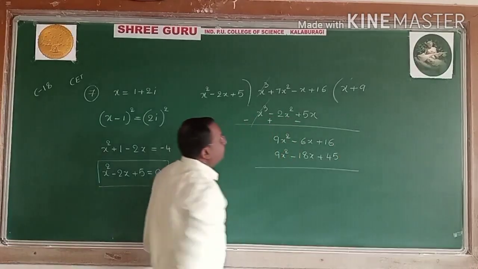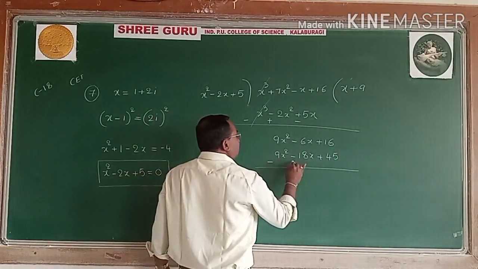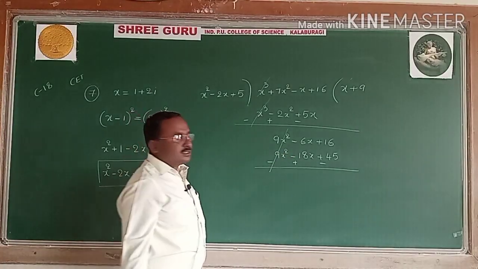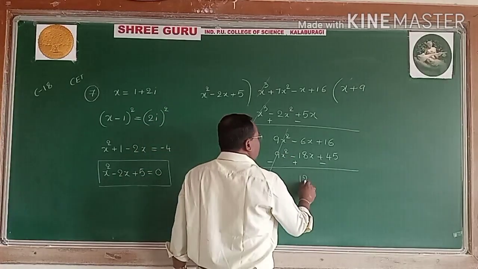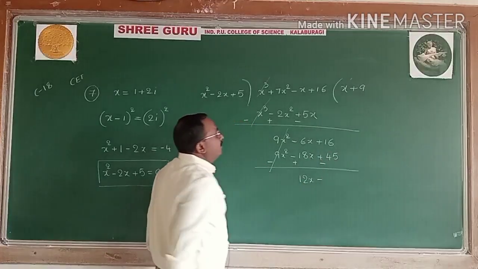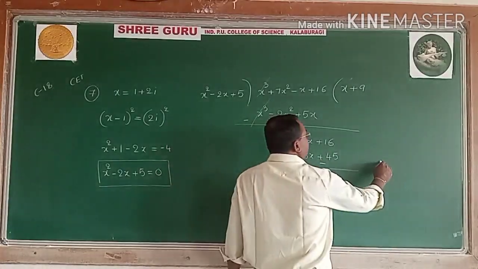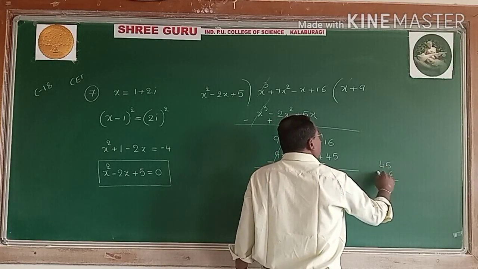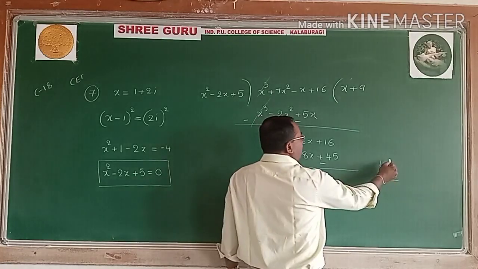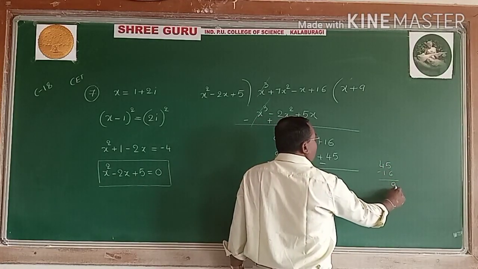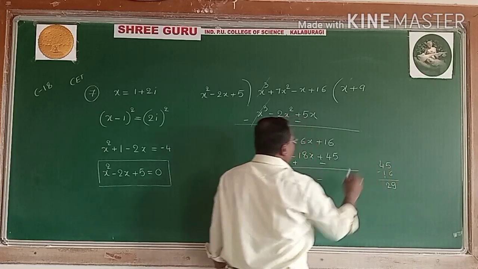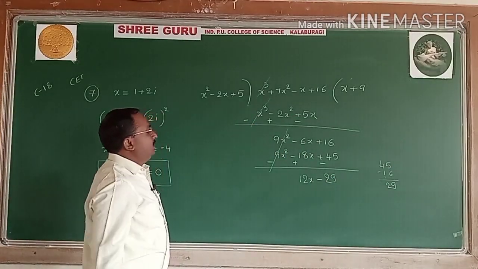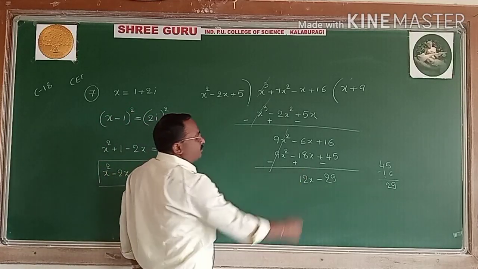Divided by. Here minus, plus, minus, they cancel. 18 minus 6 is 12, so 12x, and minus 45 minus 16. Here 45 is there, here 16; the difference is, minus, 45 minus 16 is 29. So the remainder is 12x minus 29.